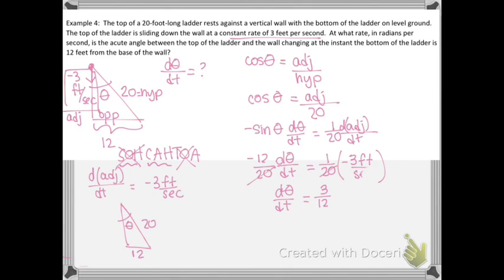Oh, I forgot on these problems, you do not need to worry about the units. So we don't need to carry those units through. So it's just negative 3. So we just get 3/12, and our units is just going to be radians per second.